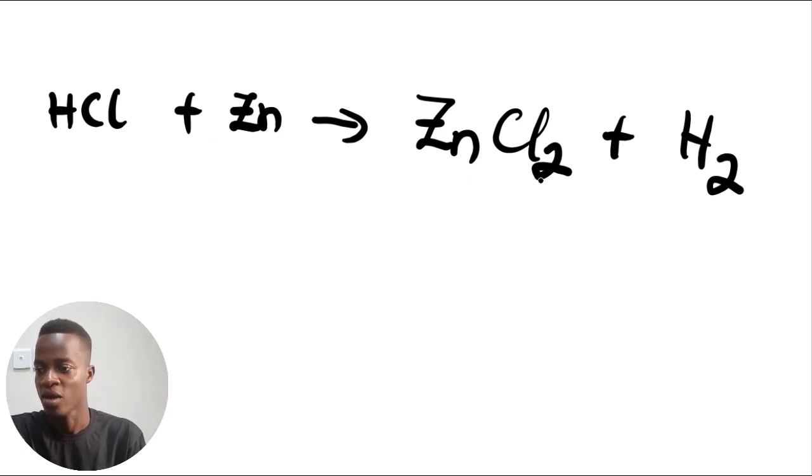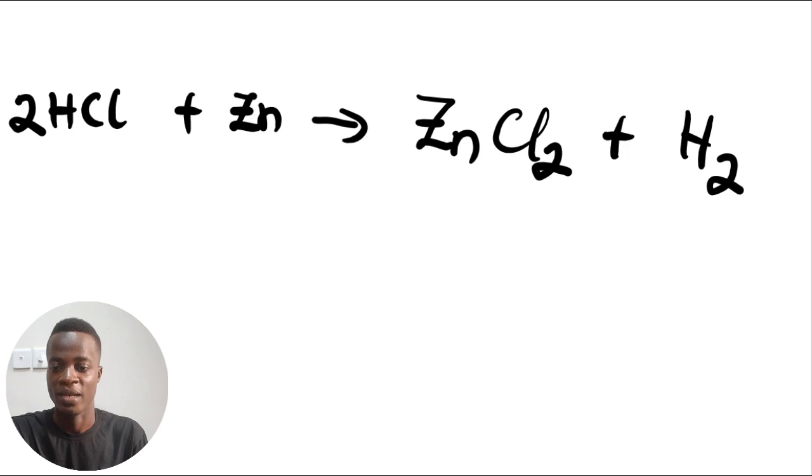The salt, zinc is 1. Chlorine is 2 here, and then in HCl, chlorine is 1, so I need to multiply this by 2. When I do that, now chlorine is balanced. Let's look at the hydrogen. The hydrogen is 2, and then hydrogen is 2 as well over here, and it's also balanced. So this chemical reaction is simply balanced like that.